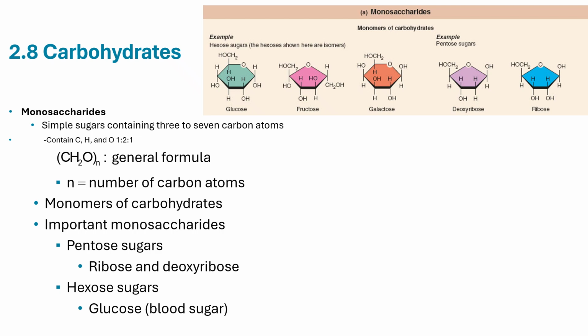So carbohydrates. Carbohydrates are monosaccharides, simple sugars containing 3 to 7 carbons. Okay, all of these pictures here show monosaccharides. So each one of these points here is going to be a carbon.